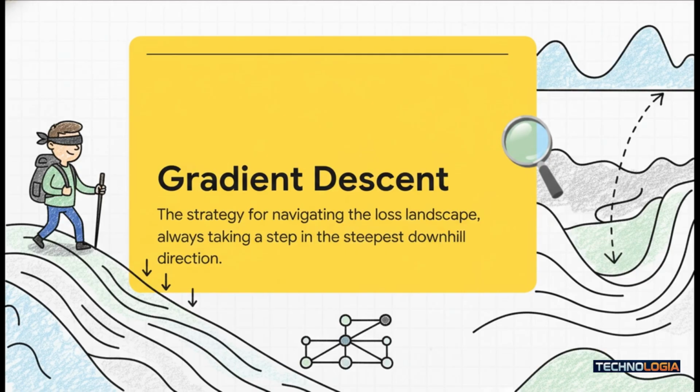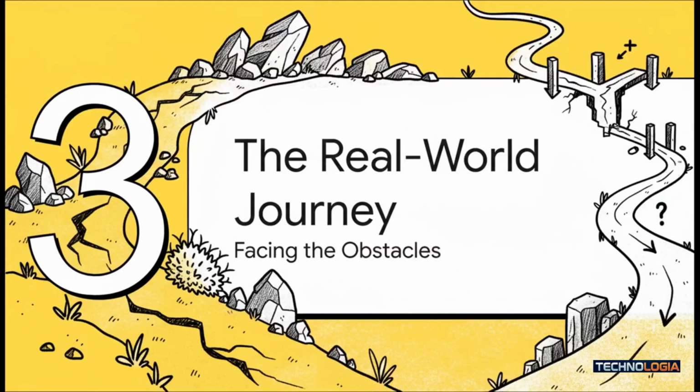Well, the main strategy is called gradient descent. Imagine you're a hiker and you're blindfolded, standing somewhere on that terrain. You can't see the whole map, right? But what you can do is feel the slope of the ground right under your feet. So what's your next move? You take a small step in whatever direction feels the most steeply downhill. If you just keep doing that over and over, you'll eventually find your way down into a valley. And believe it or not, that's the core idea of how a neural network learns. Sounds almost too simple, doesn't it?